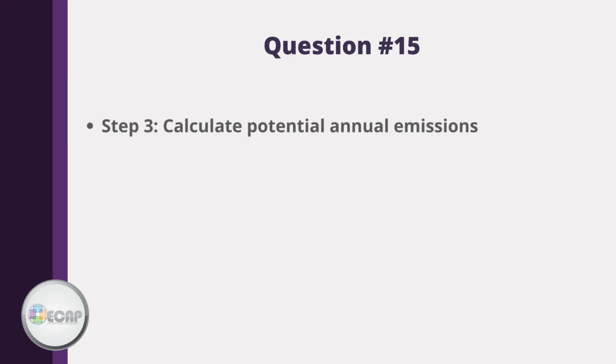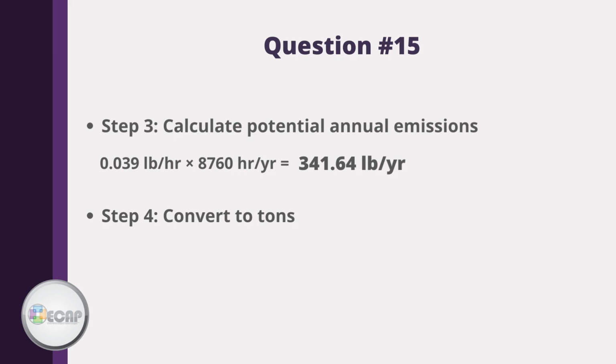Step 3. Calculate potential annual emissions. We will now take our 0.039 pounds per hour and multiply it by 8,760 hours per year, which gives us 341.64 pounds per year. In this step, we have gone from pounds per hour to pounds for the entire year. Finally, step 4, we are going to convert to tons. Before we finish by converting to the units required by the Division of Air Quality, we need to get our total from pounds per year to tons per year, and we do this exactly as before.